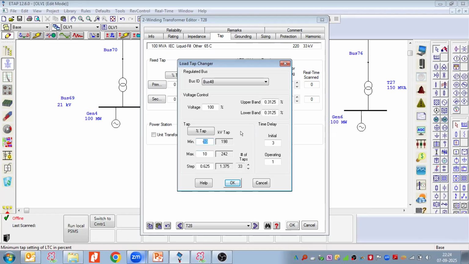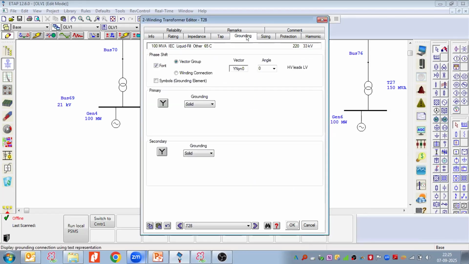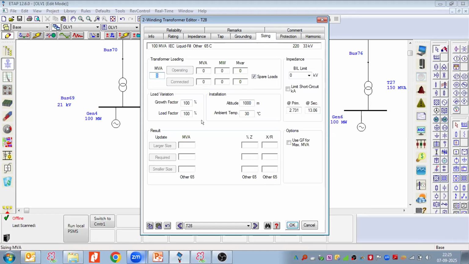But this tap changer modeling we will do along with the load flow analysis, because the tap setting required, that value we will know based on the load flow analysis result. But here we have the option, we can do this. We will do this next week, along with the load flow analysis, the transformer tap changer selection. Then grounding of the transformer, here we have the primary, secondary, star, delta, whatever we want, we can set, change from here. If you want to show the symbol, we can click on the symbol, so it will appear. Then sizing, generally no need to put anything over here.